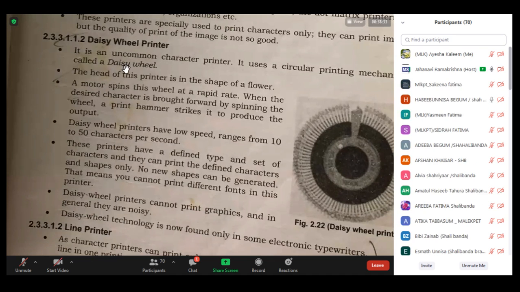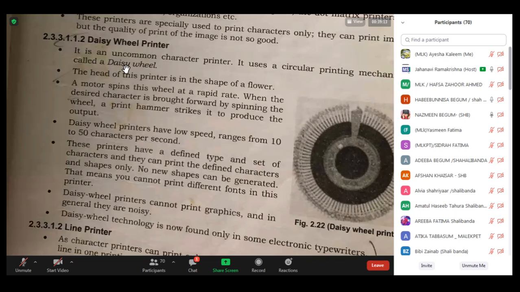Yes, daisy wheel. Uncommon character printer, circular printing mechanism. Yes, we have seen this, right? The print head, whatever, just now. Don't you think it is the same? The head of the printer is in the shape of a flower. A motor spins this wheel at a rapid rate, and when the desired character is brought forward by spinning the wheel, the print hammer strikes the character to produce the output. Yes, girls, we have seen. It is spinning, and whenever the desired character that we have entered comes, it is projected on that particular paper. Yes or no?